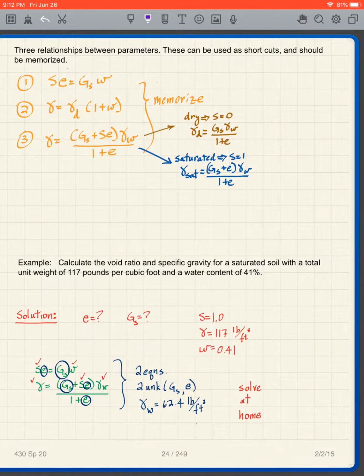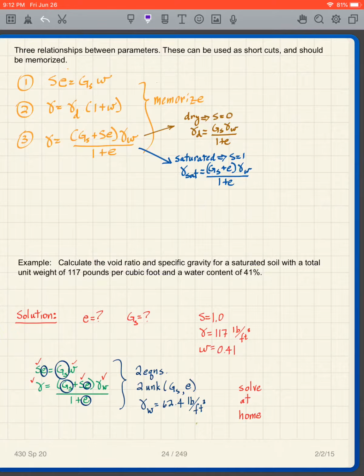Okay, let me do a simple problem to begin with and give you an idea of the type of problem that we're going to solve. It says calculate the void ratio and specific gravity for a saturated soil with a total unit weight of 117 pounds per cubic foot and a water content of 41%. Okay, a lot of words there, and that's part of the challenge in some of these problems. And so let's write this out. It says calculate the void ratio. Okay, well that means e is equal to question mark. So this is the solution to the problem.